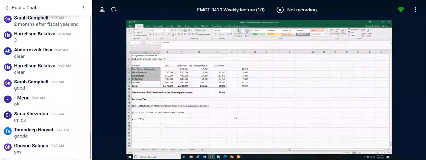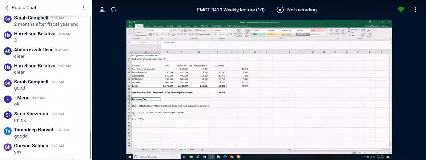Okay, so they can always recover the GST they paid upon the purchase, but they're going to remit the GST that they collect, that they had to collect from the customers, right? So the net difference is what they have to pay. If you take a look at a turnover tax, okay, they sat there and said, well, effectively, what is your tax rate if you were remitted only $48.02 total? And at the end of the day, it's just an algebra problem, right?